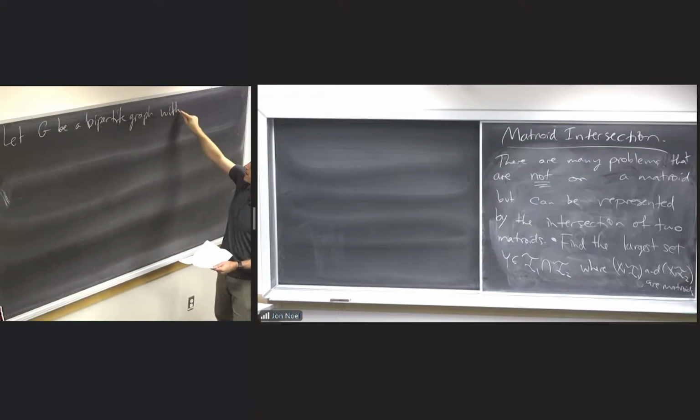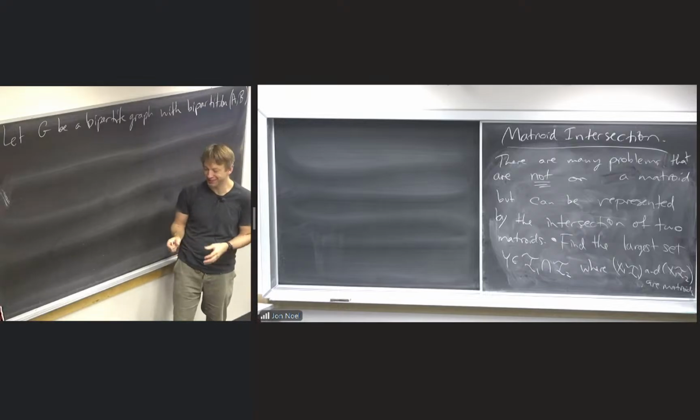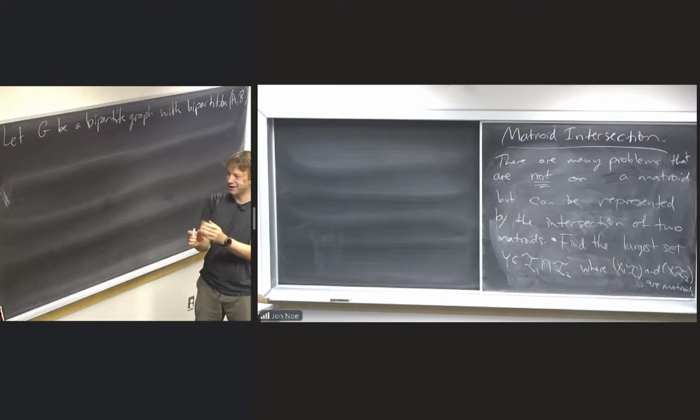With bipartition A, B. Okay. So what's the rule for a matching? Any two edges of the matching can't have any endpoints in common. So they can't intersect. If you think of a bipartite graph, that means two edges of the matching can't intersect on the left side. They also can't intersect on the right side.